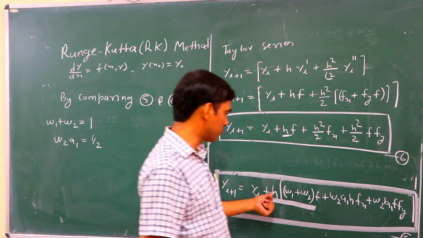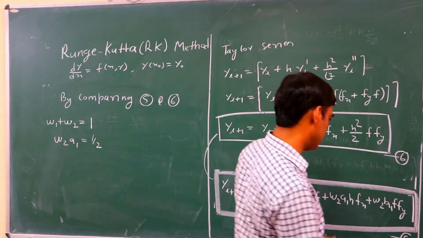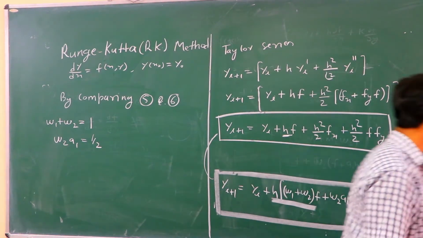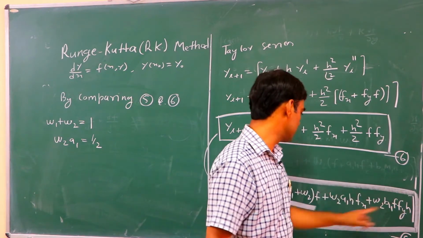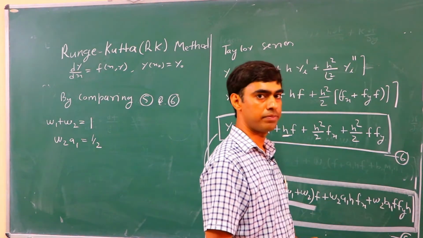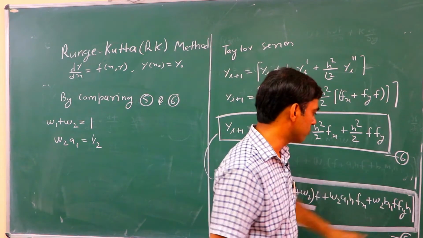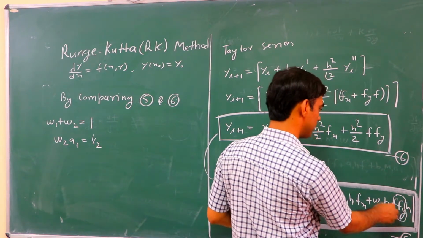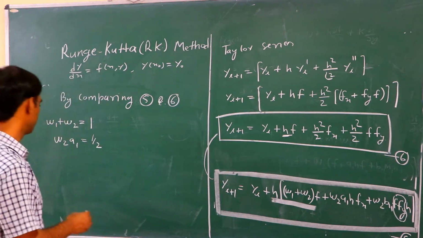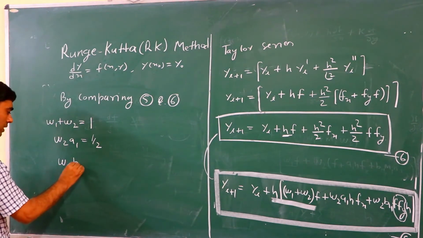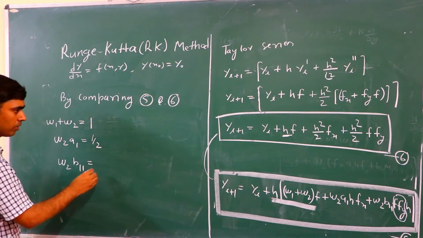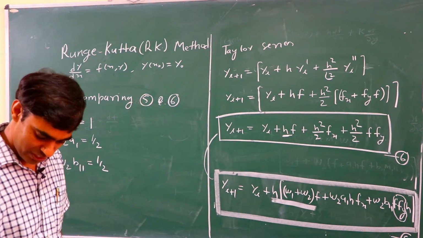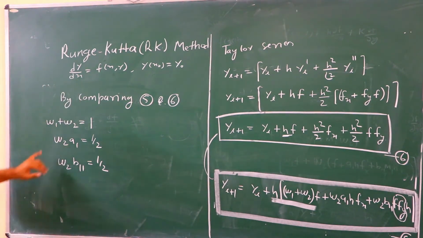And if we compare the last one, multiplied by h, here we missed the term h, because this one is M1 h. So multiplied by h, this becomes h square, so h square by 2 f fy. Then W2 B11 equals again 1 by 2. So this is the value. So here there are 3 equations.